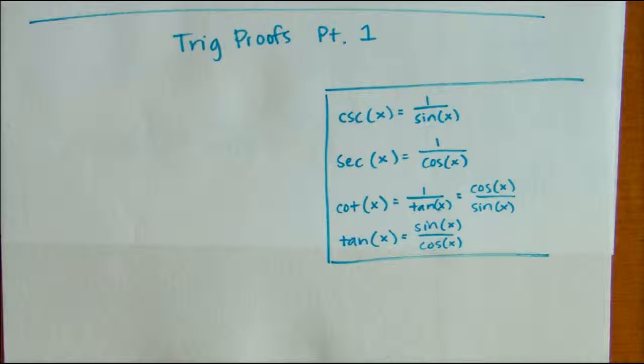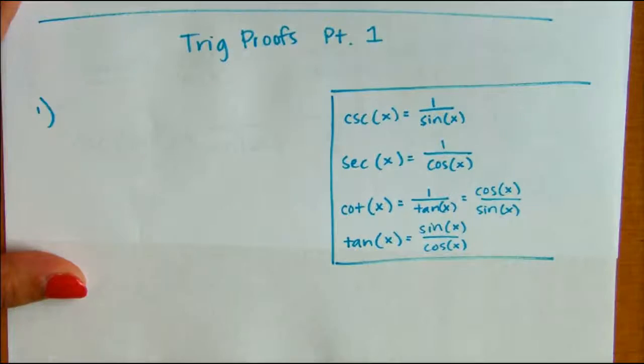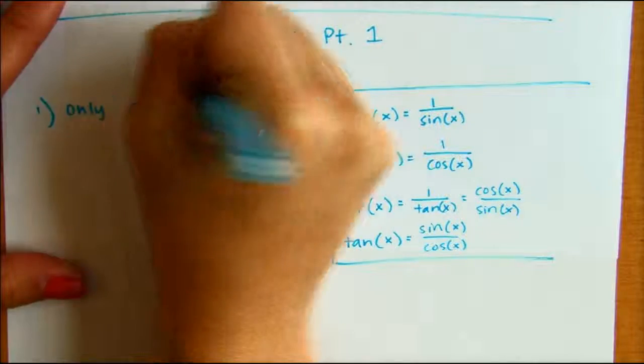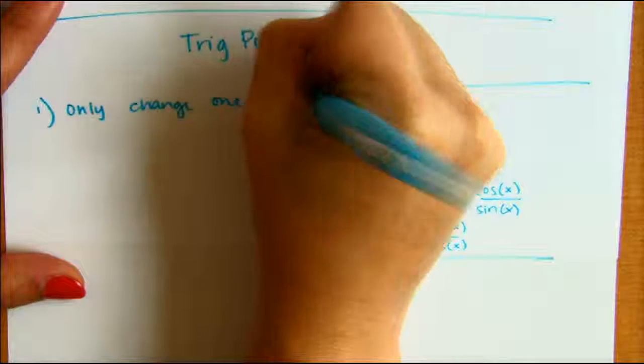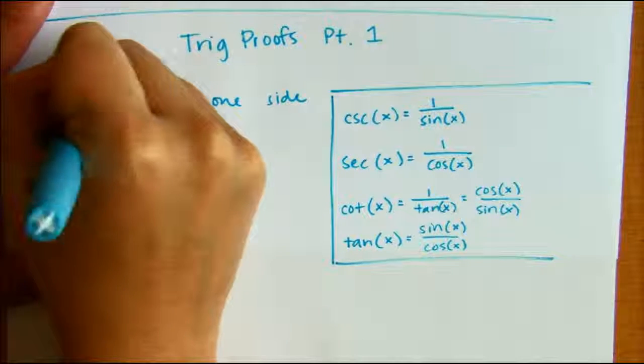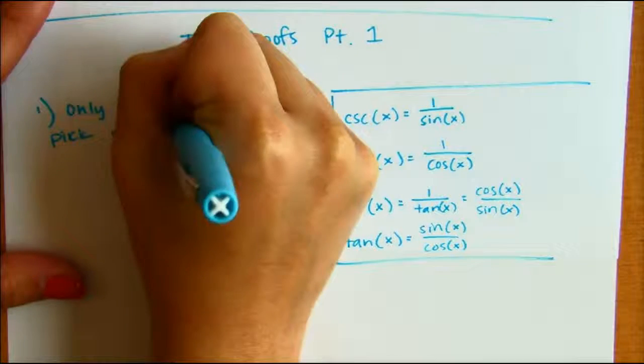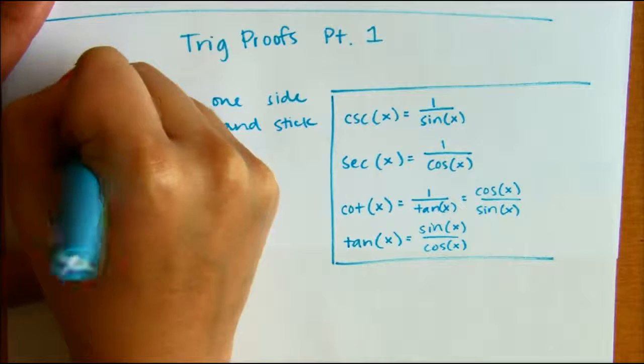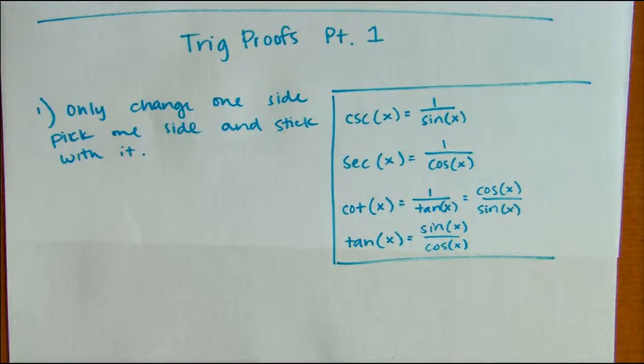Before we get started with proofs and talk about what they look like, there are 3 rules that I want you to keep in mind as we're going through. Rule number 1, only change one side. Ever. You're going to pick one side and stick with it. There will almost always be 2 sides to your proof. You can only change one side.